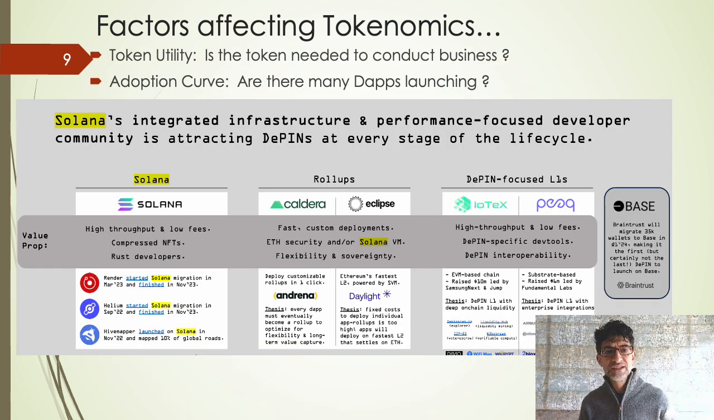Factors affecting tokenomics have to do also with the utility. Is there a utility and use case for the coin? And is there an adoption curve? Are there many dApps adopting the particular blockchain? Of course, I'm going to talk about Solana because Solana is the hottest thing since sliced bread. Solana started out as being a blockchain for DEXs, basically, something like the NASDAQ, trying to improve speed, so he came out with Solana.